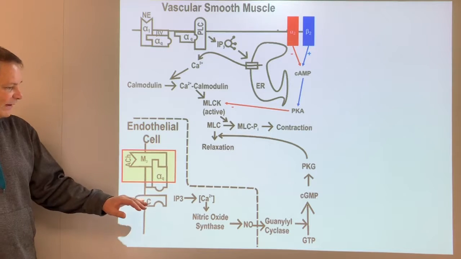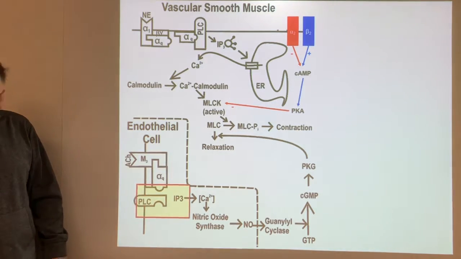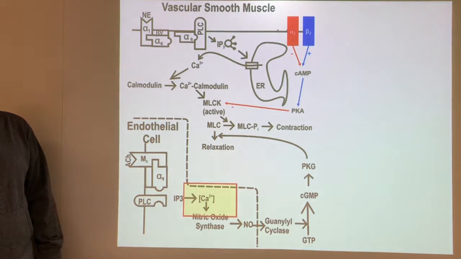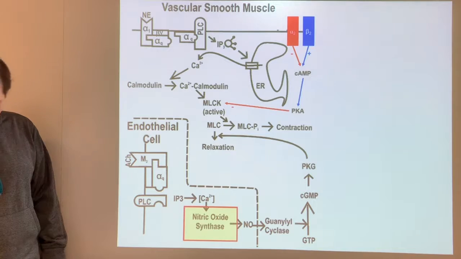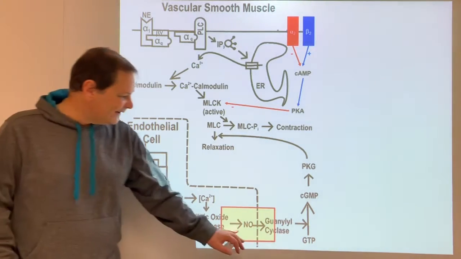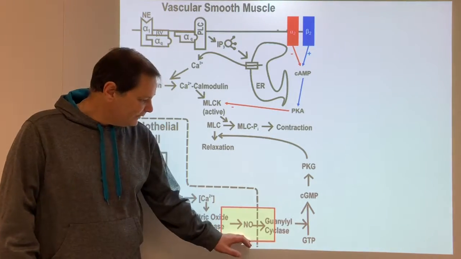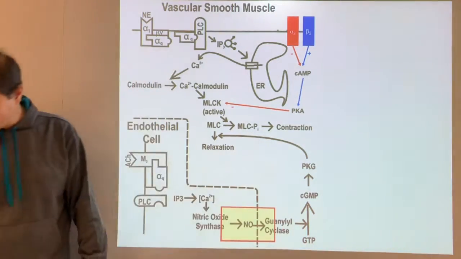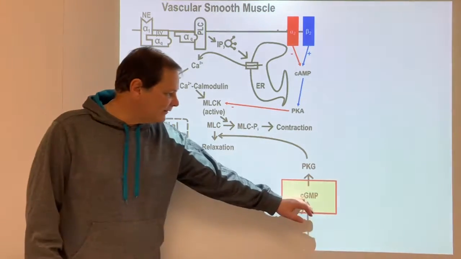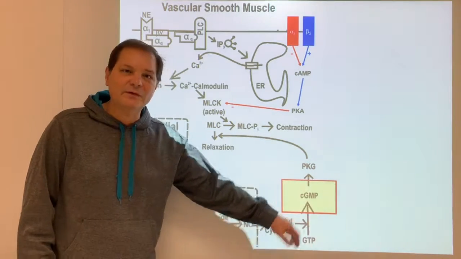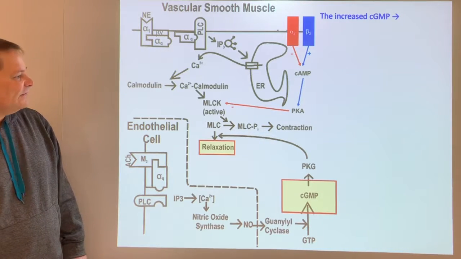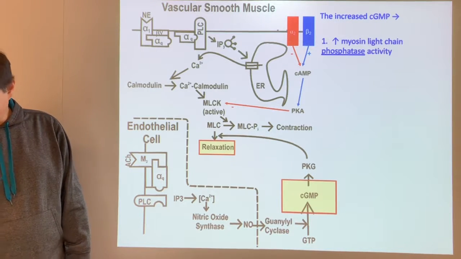You bind your muscarinic receptor, you activate phospholipase C, which generates IP3. That increases calcium. Calcium binds calmodulin, and you get activation of nitric oxide synthase. You produce nitric oxide, which is a gas, so it's membrane permeant. It goes from the endothelial cell to the smooth muscle cell. That activates guanylyl cyclase, and you produce cyclic GMP in the smooth muscle cell. That causes vasodilation through a number of different mechanisms.